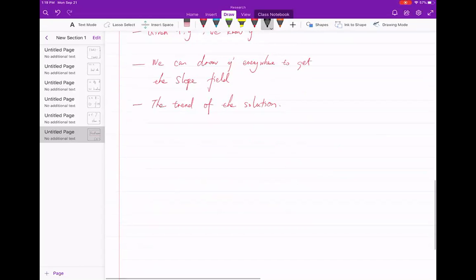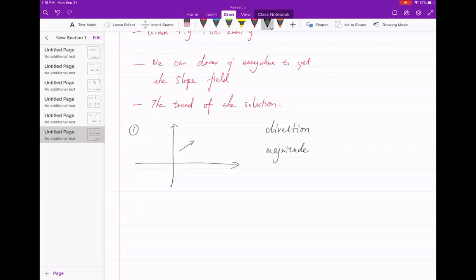Some side notes. Number one, when you draw the slope field, you are going to draw a lot of vectors. Every vector has two components. You have the direction, and you have the magnitude, which is the size or length of the vector. Okay, so it's very possible if you start to draw arrows as the vector, at some place you have something really, really short, and somewhere you have something huge, like that. From here you can see it's really hard to see the trend if they have different lengths.